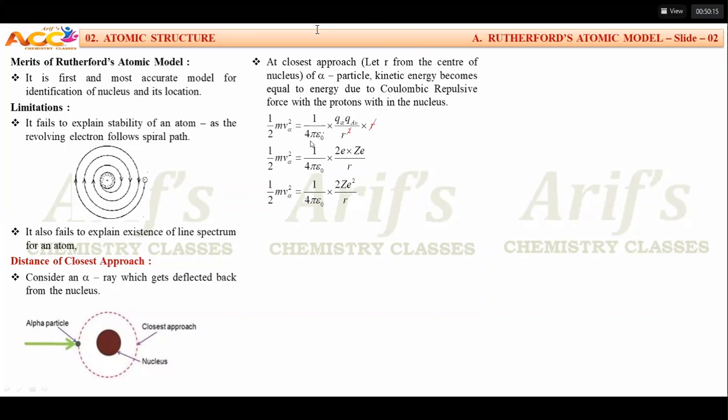Now we are talking about the discussion known as work done. What is work done? F into S. What is force? 1 by 4 pi epsilon naught Q1 Q2 by R square into S. What is S? R, right?